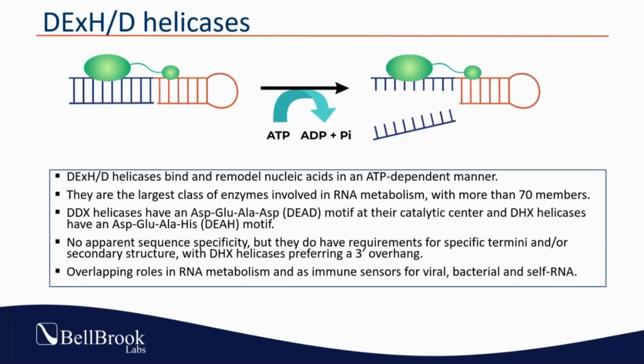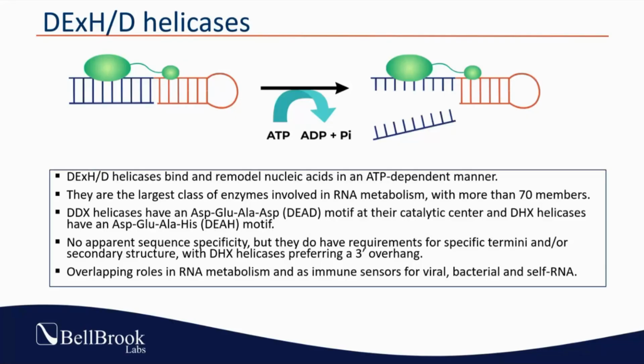There's also some studies out there showing that some of them can use more of a molecular winch mechanism where they kind of draw one strand through, and so in that sense are somewhat processive. But in any case, they function quite differently than the DNA helicases. They're the largest class of enzymes involved in RNA metabolism. There's more than 70 members, so there are a lot of these. It's not really clear that they've all been discovered yet.